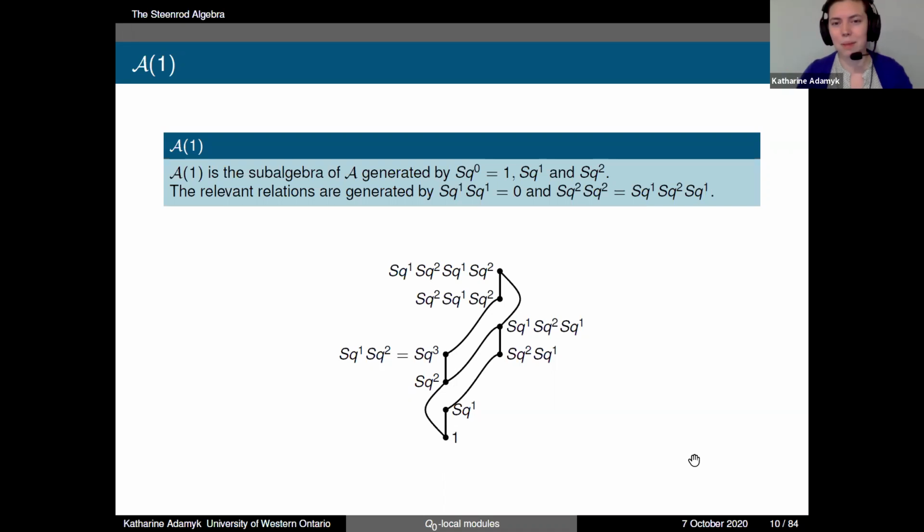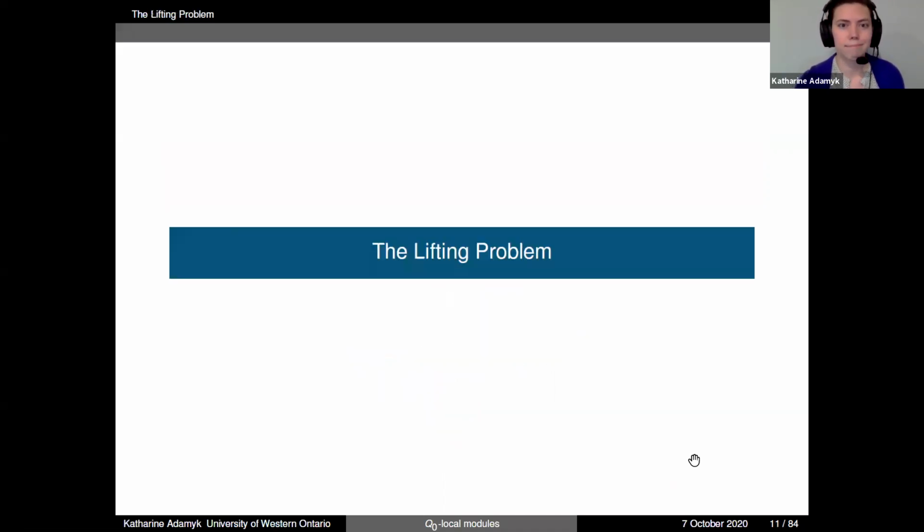If I continue to multiply my classes and apply these relations, what I get is something that's 8-dimensional as a vector space over F2, and the highest degree that any element has is 6. So that's A1.